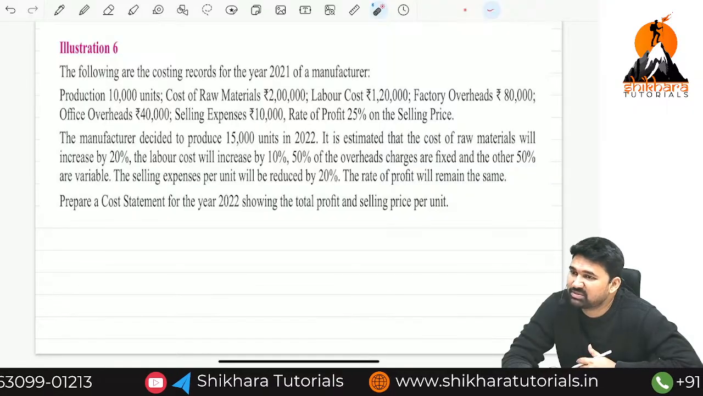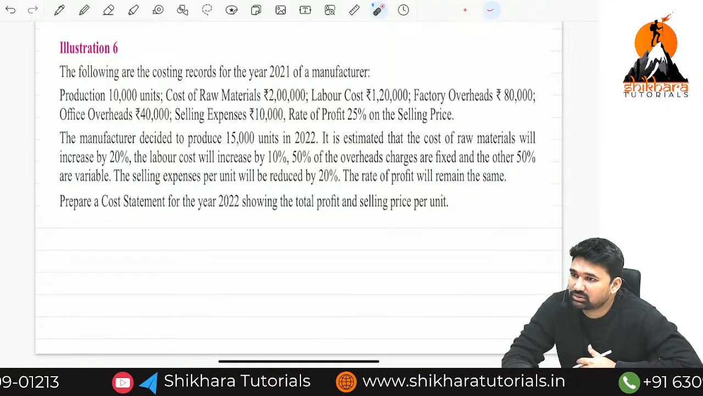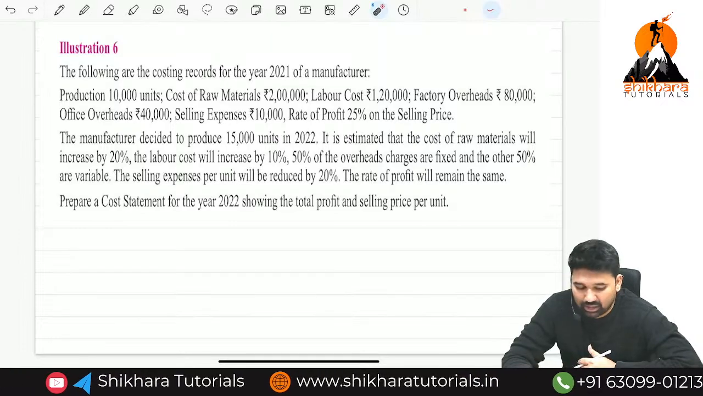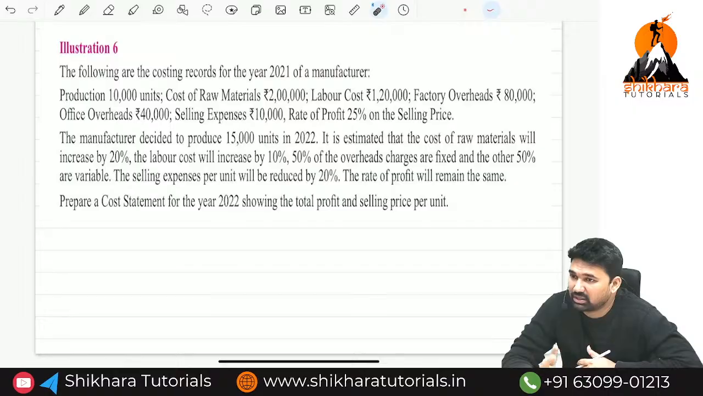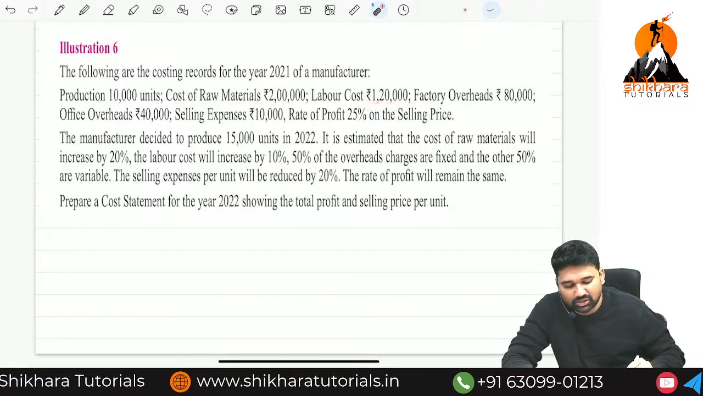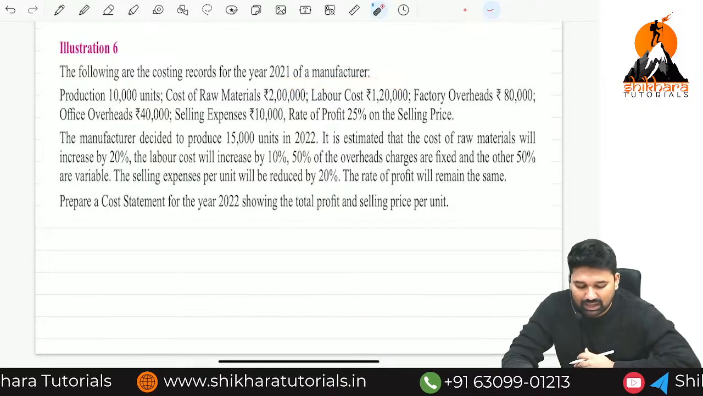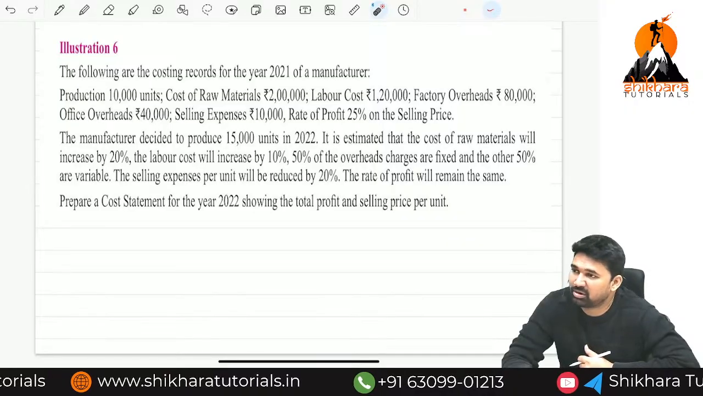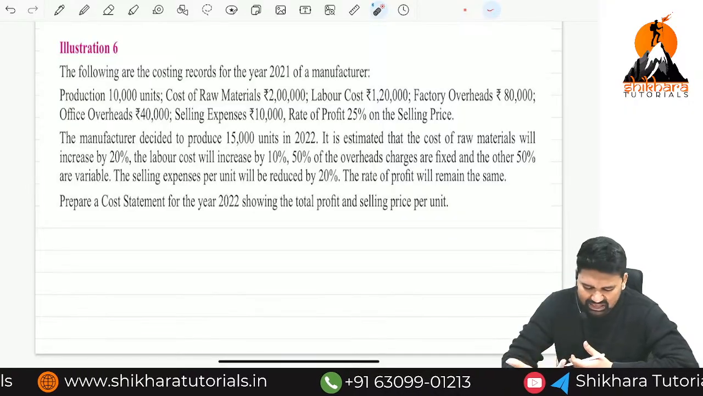How many units has he produced? 10,000 units. For that 10,000 units, how much raw material has he spent? 2 lakhs raw material. And labor 1,20,000. You know what to do. Direct material plus direct labor comes up to 3,25,000. Direct expenses are not given.